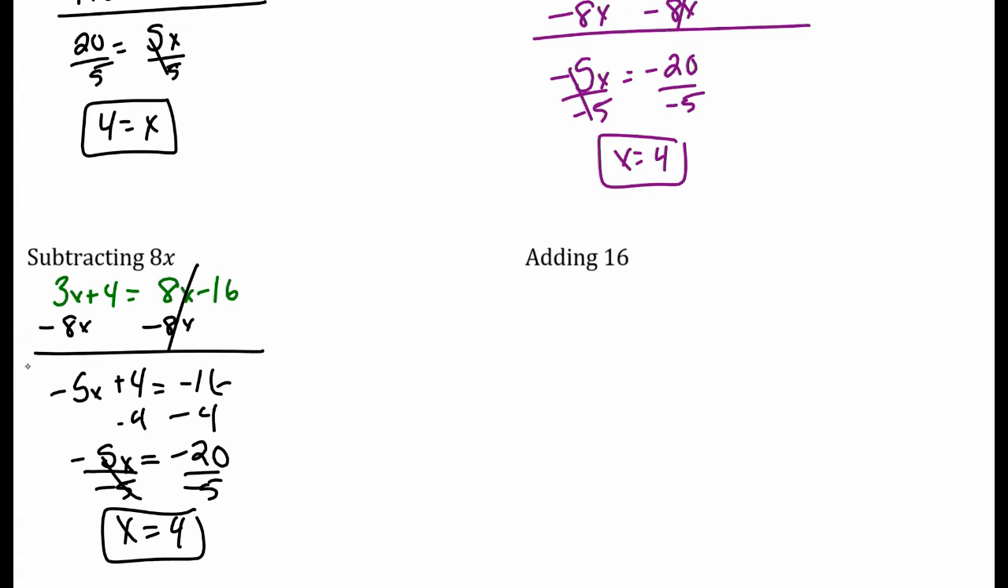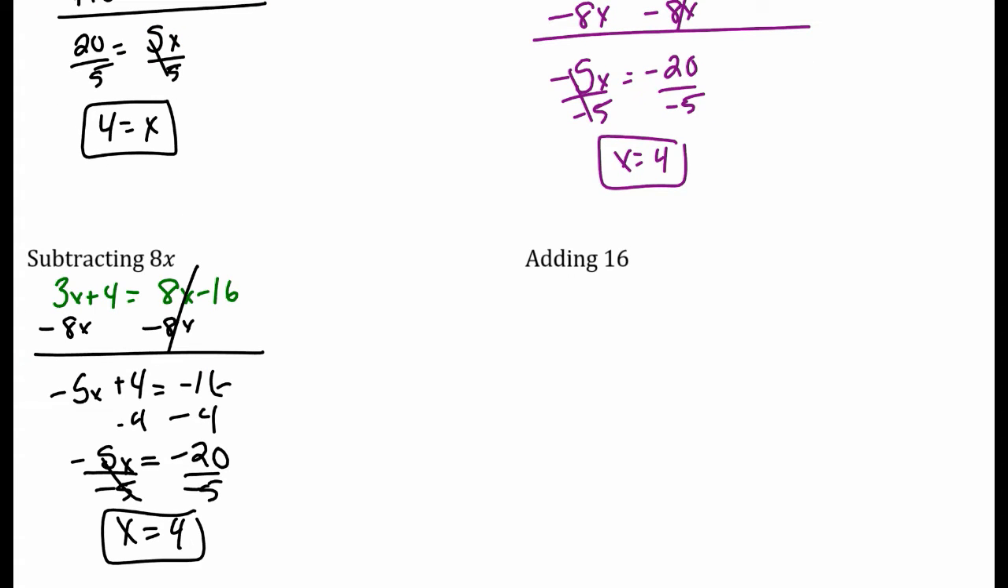And one last time, in case you haven't figured it out yet, x equals 4 is the answer. In case you didn't know that x equals 4 is the answer, one last time. The only other option you could have done is added 16 to both sides.